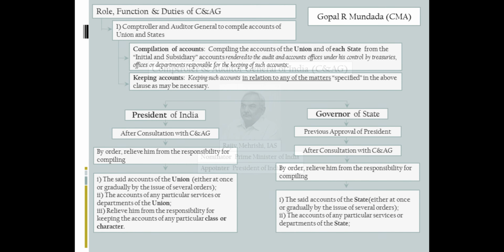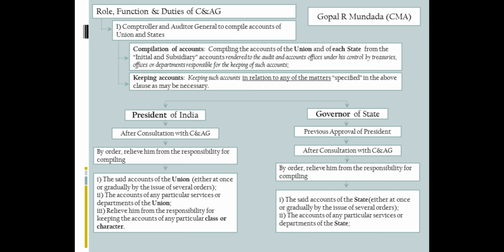Our next slide is the role, functions and duties of the C&AG. There are 12 roles, functions and duties given in the syllabus. In the first part, we can understand that at the office of the C&AG, all accounts of the state and union are compiled in the office by the C&AG.